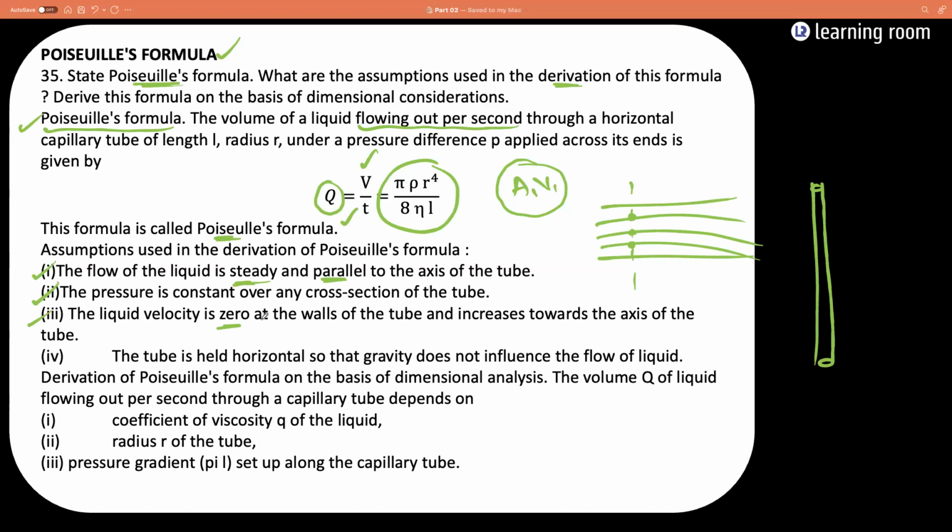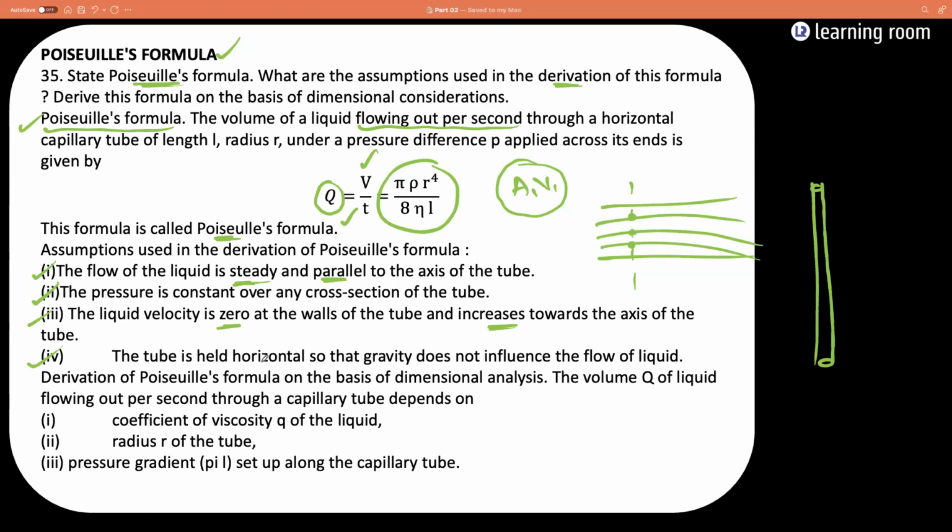So inside this, there is a liquid flowing. There will be a layer of liquid which is in contact with the top and a layer of liquid which is in contact with the bottom. Those layers are said to have 0 velocity, meaning they have got stuck to the tube through which it is flowing. And it increases, meaning as you move slowly towards the axis, it is going to increase.